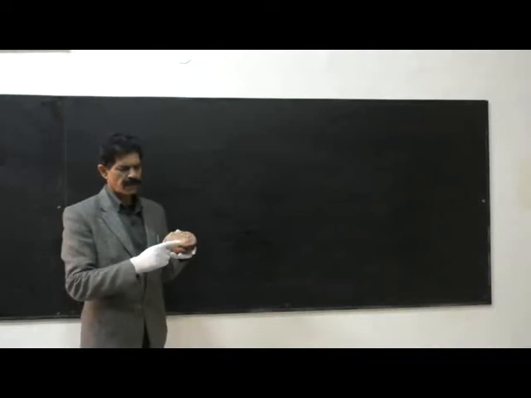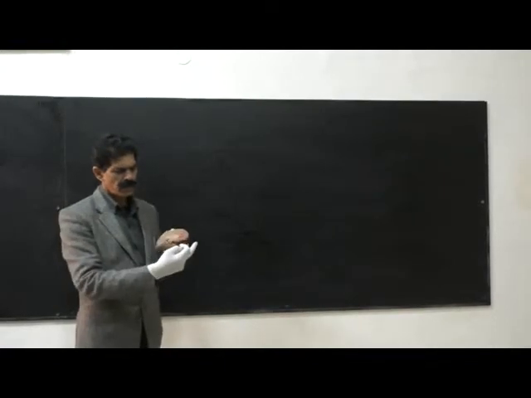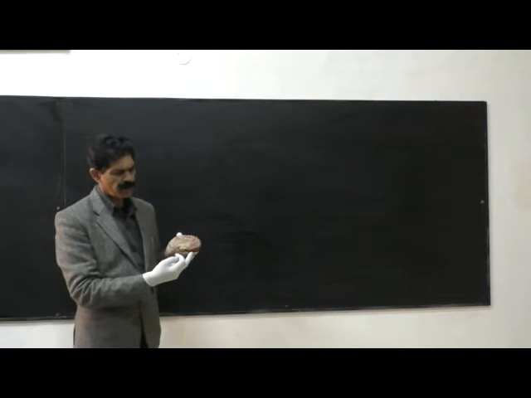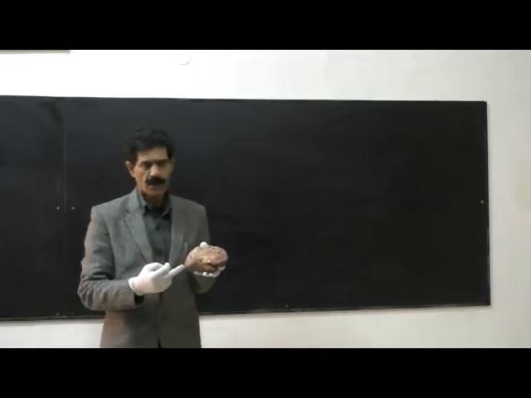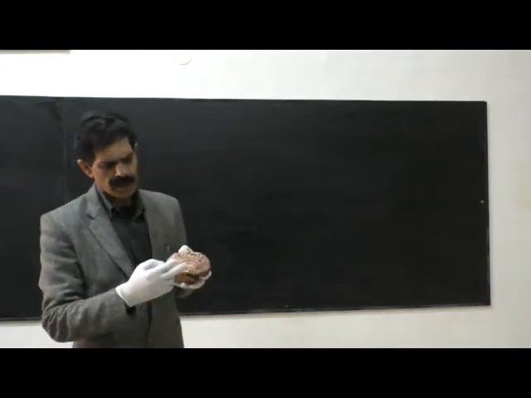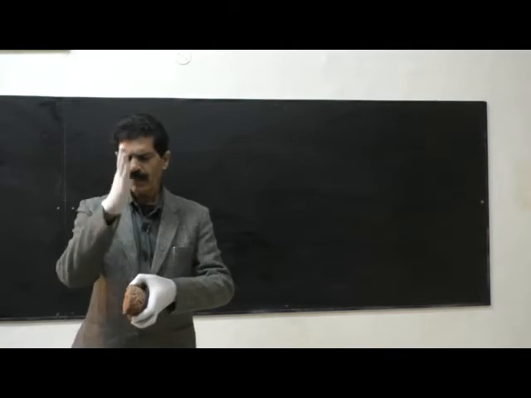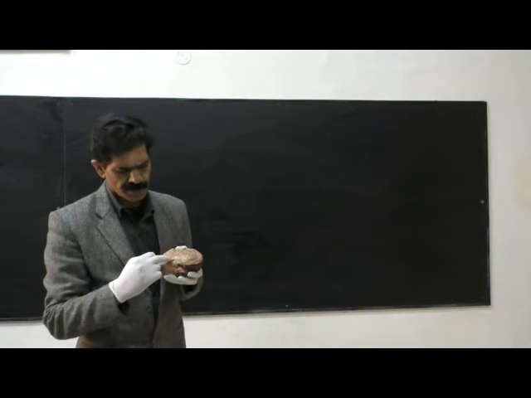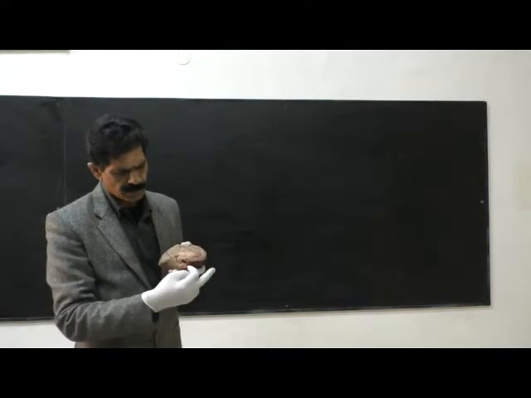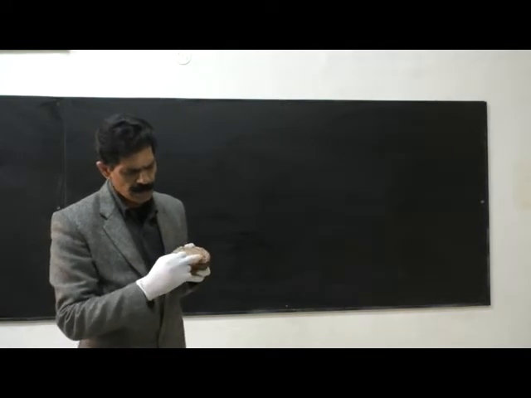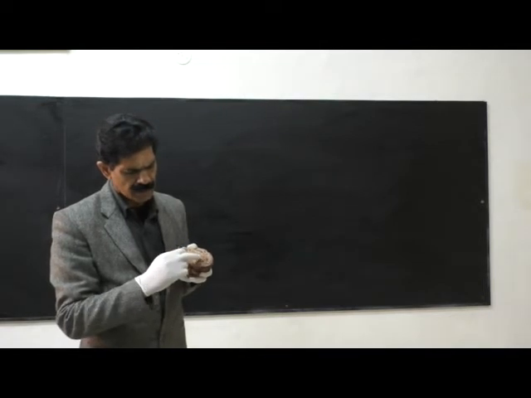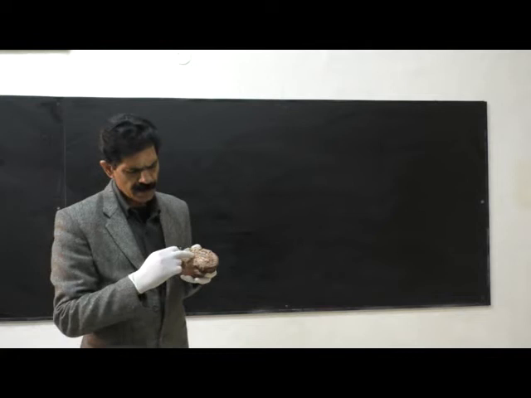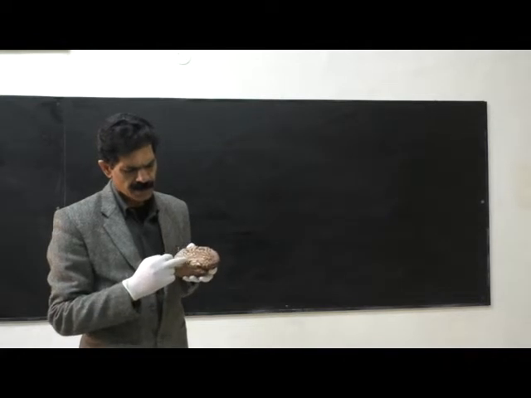Done the corpus callosum. So this is the frontal pole, this is the temporal pole, and this is the occipital pole. And this is the sagittal section of the cerebrum we have cut in the corpus callosum. So the corpus callosum parts are visible here. So towards the frontal pole, this is the rostrum part, and this is the genu, then this is the trunk or the body, and this is the posterior part, this is the splenium.